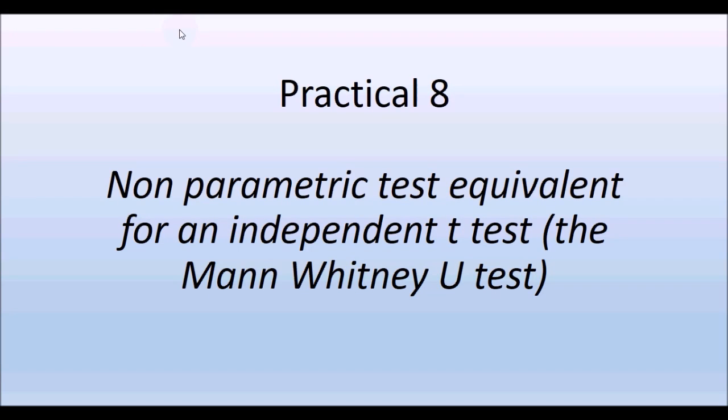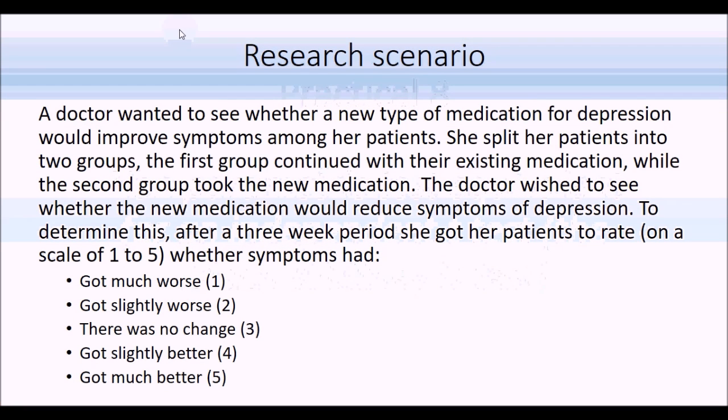And then for the rest of this practical, we'll run through some non-parametric equivalent tests for when you've got data that's not suitable for parametric tests. The first one we'll cover is the Mann-Whitney U test, which is an equivalent for an independent t-test. When you've got two groups and they're independent, but you can't use a t-test, then this is when you'd want to use a Mann-Whitney U test. We'll run through an example of this.